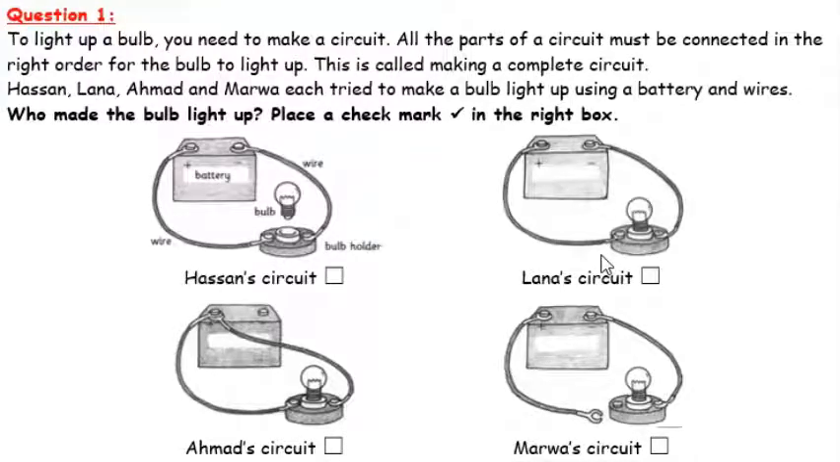Let's look at Lana's circuit. Lana connected all the parts of the circuit in the right order. So the wires are connected to both sides of the lamp, and also they are connected to both terminals of the battery. So yes, the lamp will light up.